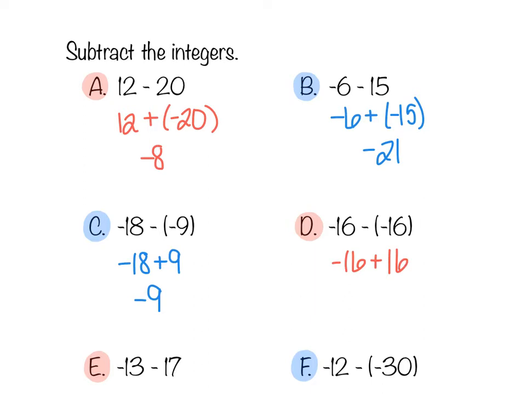Different signs, subtract. Our answer is actually just going to be 0. We don't have a larger number, because they are the same. 16 minus 16 is 0.